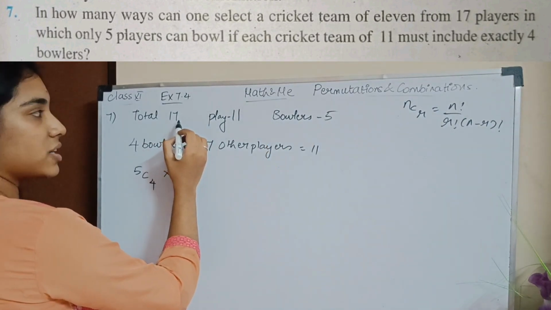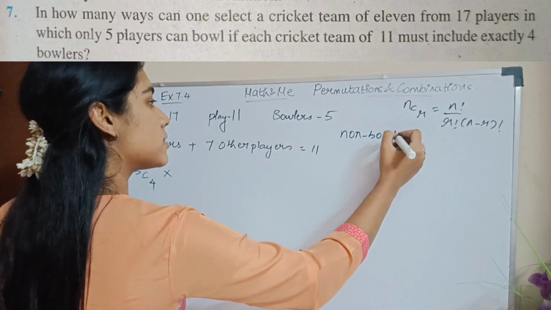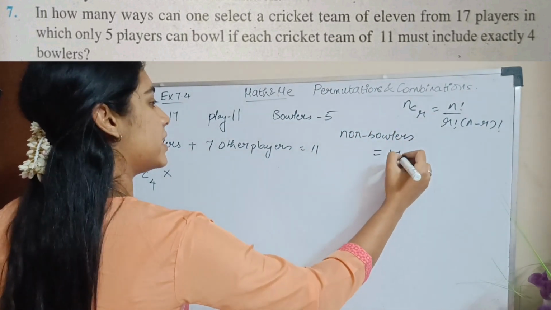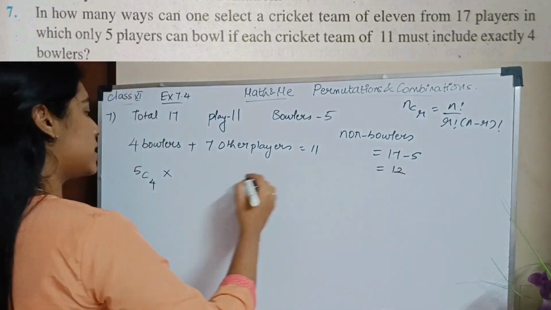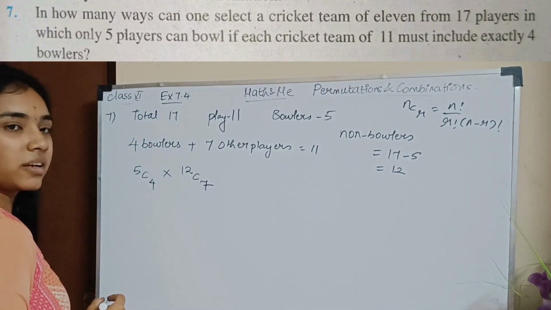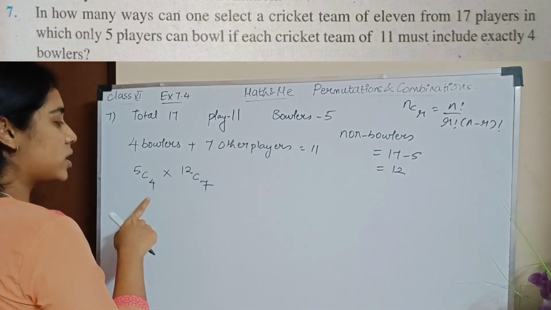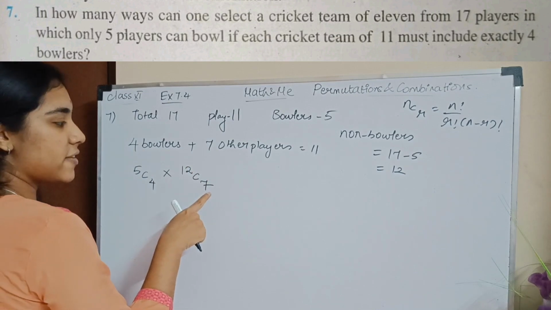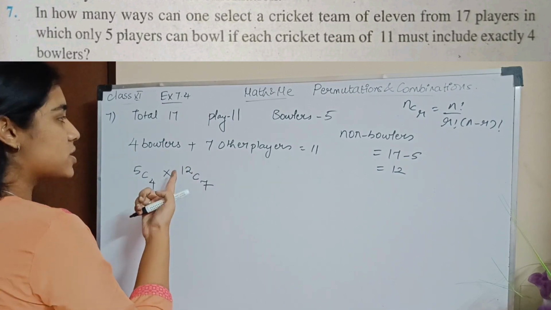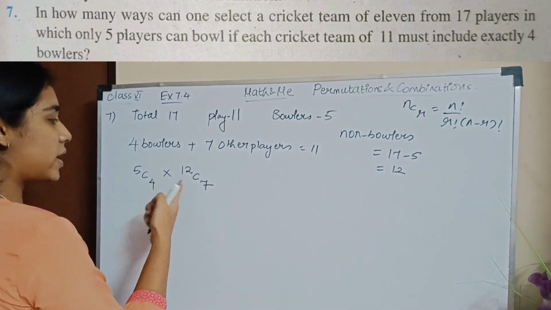There are 5 bowlers, total 17. So how many non-bowlers? Non-bowlers will be 17 minus 5, which is 12. So I need to choose the remaining 7 from the 12 that are remaining. 5 plus 12 is 17. Total 17 players, 5 are bowlers. I need to choose 4 bowlers and 7 other players, non-bowlers. 17 minus 5 is 12 non-bowlers, so I can choose from them.